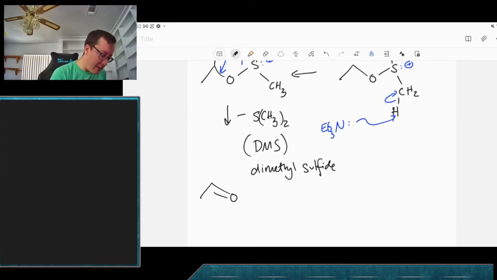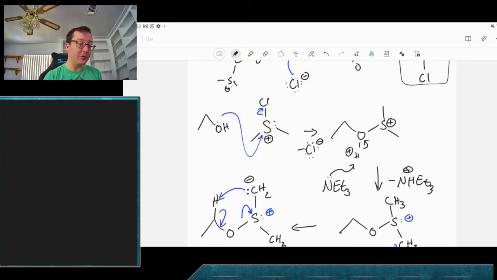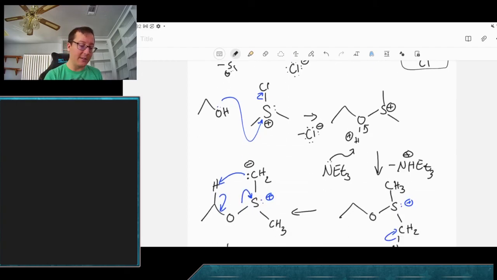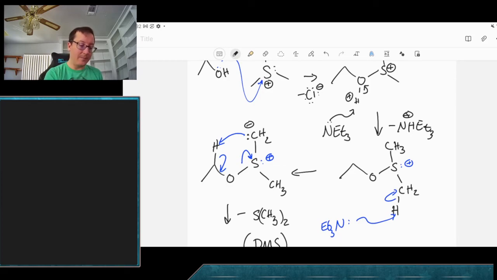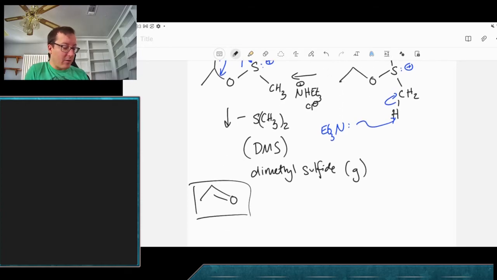But we end up with our aldehyde now. So we will have oxidized this to the aldehyde, and we've ended up with quite a few side products. We've got CO2, CO, carbon dioxide, carbon monoxide, and 2 chlorides, which are going to end up having fun with some triethylammoniums. So those chlorides get globbed up there, and we also lose DMS, which is another gas. So we produce 3 gases in this, as well as 2 solids, yielding our aldehyde.